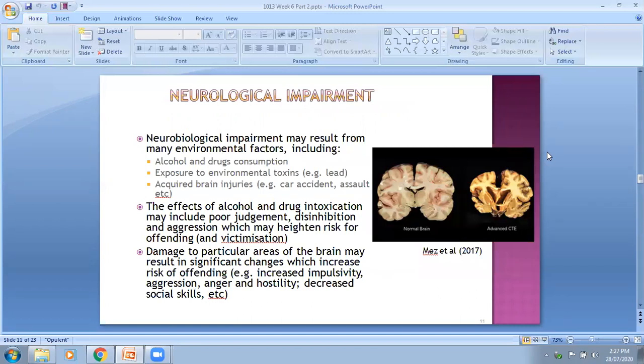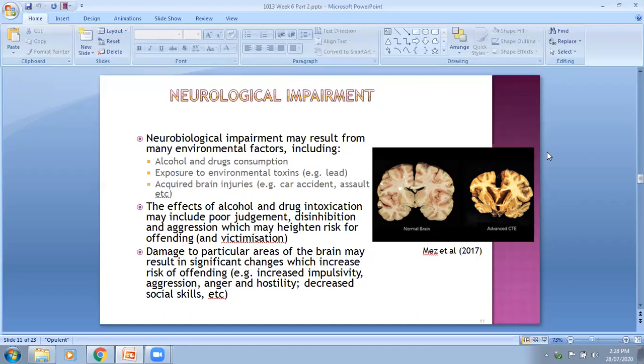Well, neurological or neurobiological impairment can result from many things. So alcohol and drugs consumption can influence your brain behaviour. Being exposed to environmental toxins such as lead, which for you as a generation being much younger than me is not there as much as it was when I was growing up, because when I grew up, all petrols had lead in it, paints had lead in it, and that's all being taken out now. So that exposure to lead as a toxin is not as common as what it was.